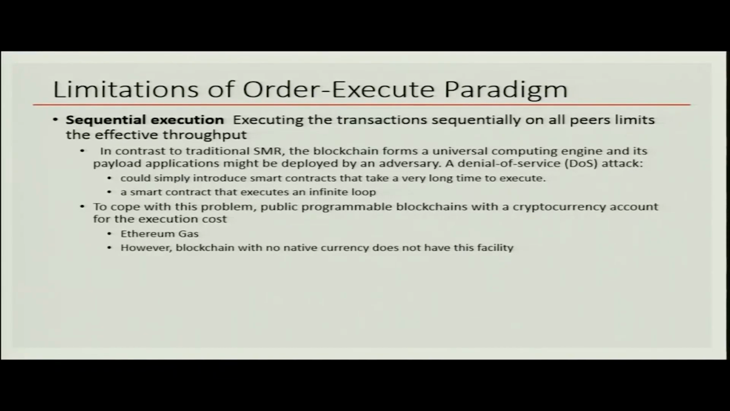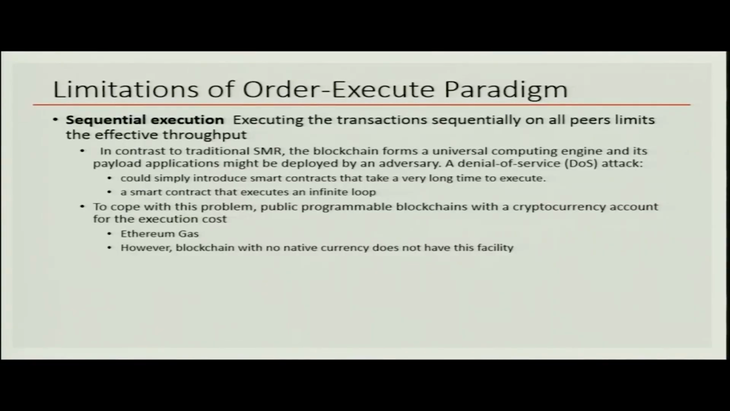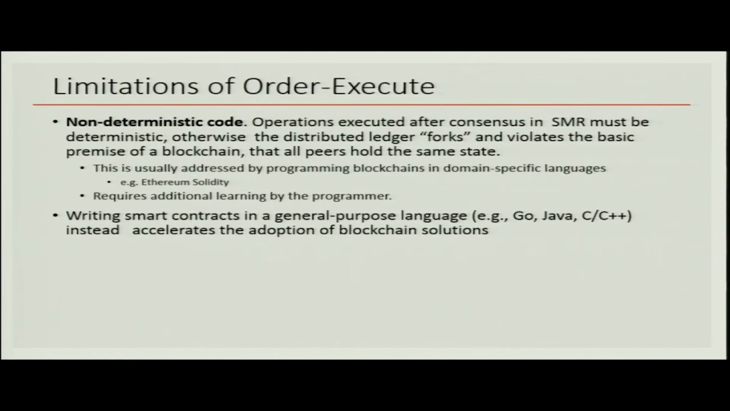So, Hyperledger does not have a native cryptocurrency, and Hyperledger is even allowing writing smart contracts that are not even in a stylized language like Solidity. It could be C, C++, whatever, where very long loops can be possible, and there is no notion of gas or gas limits. So, therefore, executing a transaction sequentially by all nodes would not be a good idea, because very easily one can do a DOS or denial of service attack. So, that is one of the limitations of the order execute paradigm.